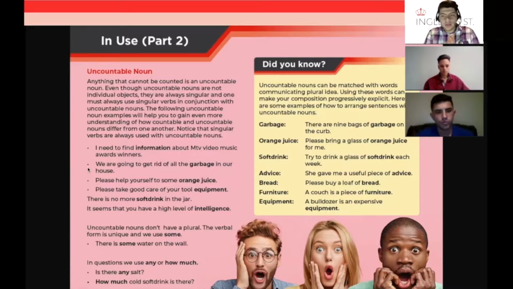De la misma forma, ok, en el ejemplo number 2, well, the second example, can you read it, Tiago? Yes. We are going to get rid of all the garbage in our house. Very good. Okay, please tell me. Sorry, Levi, what is the meaning of get rid?